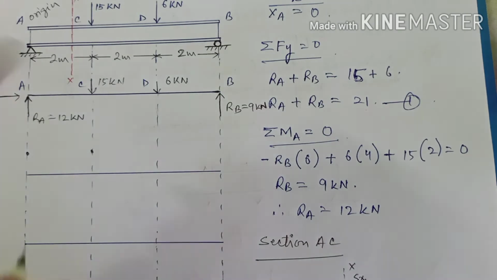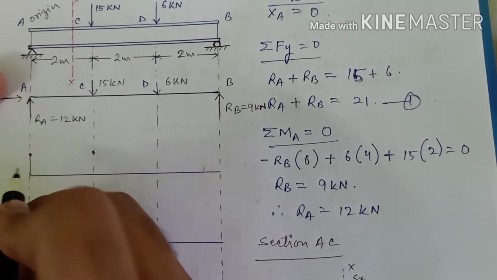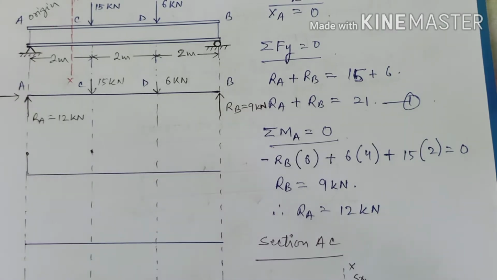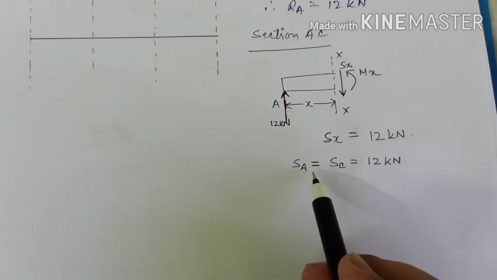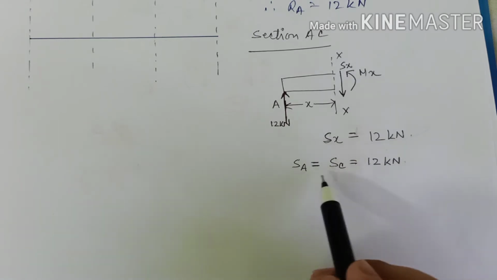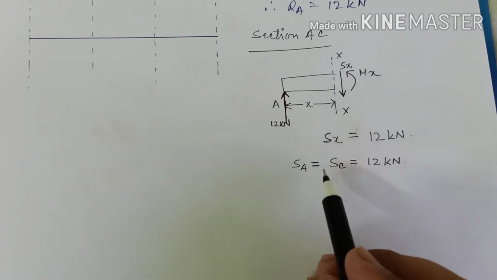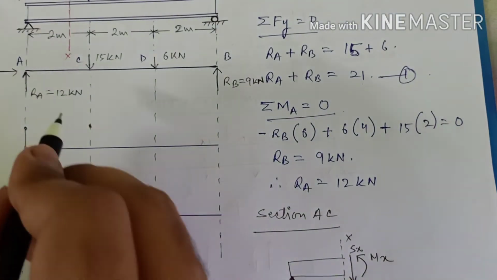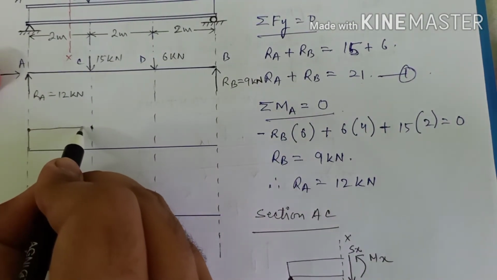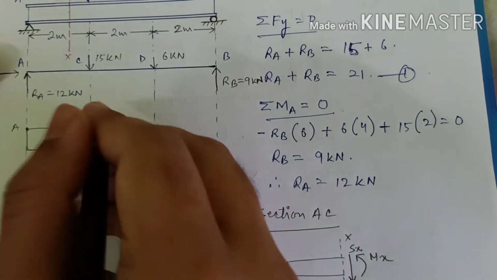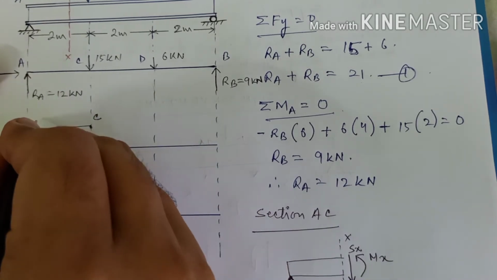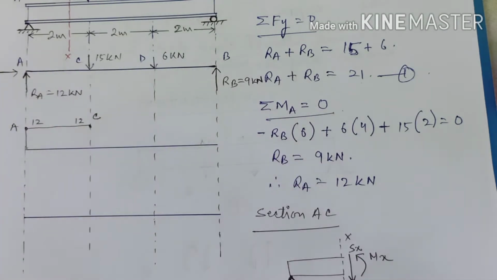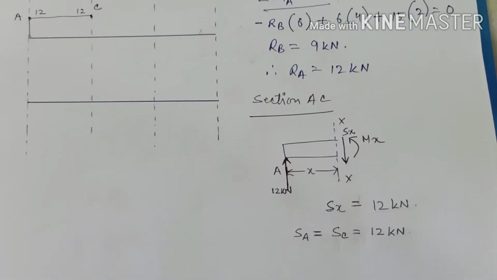So you can join it like this. How can we join like this? It depends upon the degree. Basically the shear force is constant, right? The shear force is constant. That means it will not vary with respect to x. So we have a constant shear force from A to C, whose magnitude is 12. So this is done.